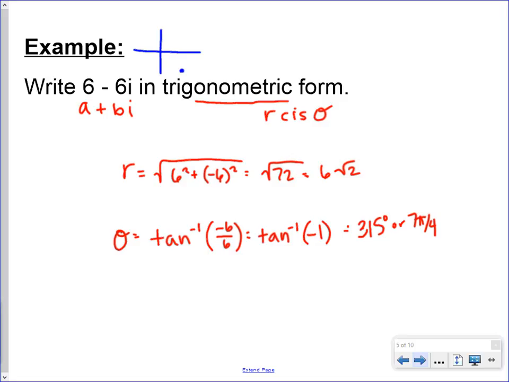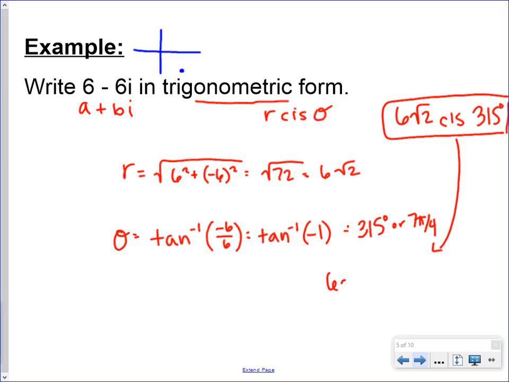So I have r and I have theta. Just put them into trig form then. I'll say 6 square root 2 times kiss, and you pick if you want degrees or radians, 315. If you don't like kiss, you can write it in the long form. The long form would look like 6 square root 2 times the quantity, cosine 315 degrees plus i times sine 315 degrees.